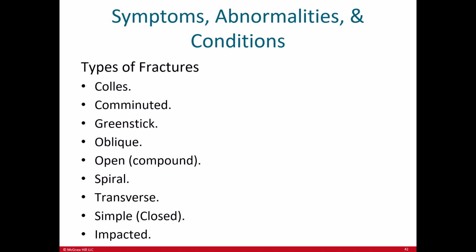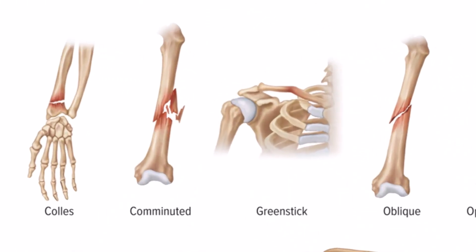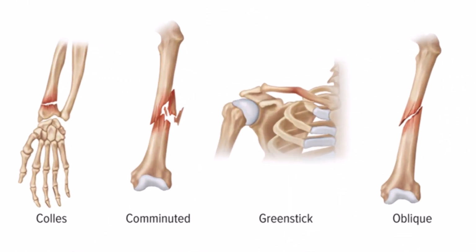Symptoms, abnormalities, and conditions. Let's look at some different types of fractures. So we have Colles, comminuted, greenstick, oblique, open compound, spiral, transverse, simple closed, and impacted. Let's take a look and see what those look like. So here you can see we have a Colles, which is usually always at the wrist.